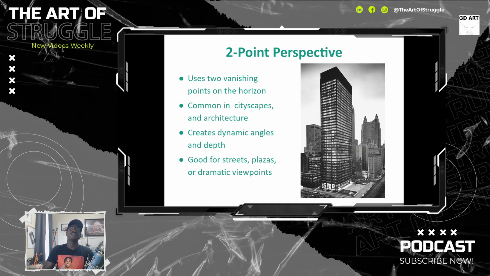All right, jumping into 2-point perspective. So 2-point perspective uses two vanishing points, and it's common for cityscapes and architecture, creates very dynamic angles. So imagine if you wanted to do something cool, like you could put a mech right here leaning on the building, like a giant transformer standing there, or some giant monster scaling the building or something like that. So it's good for streets, plazas, or dramatic viewpoints.